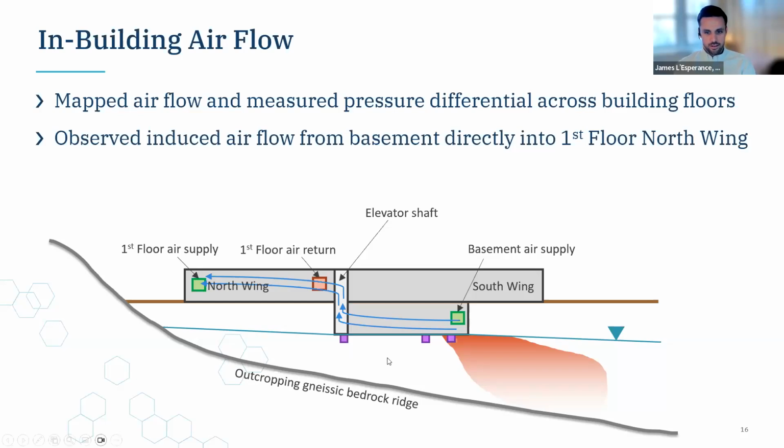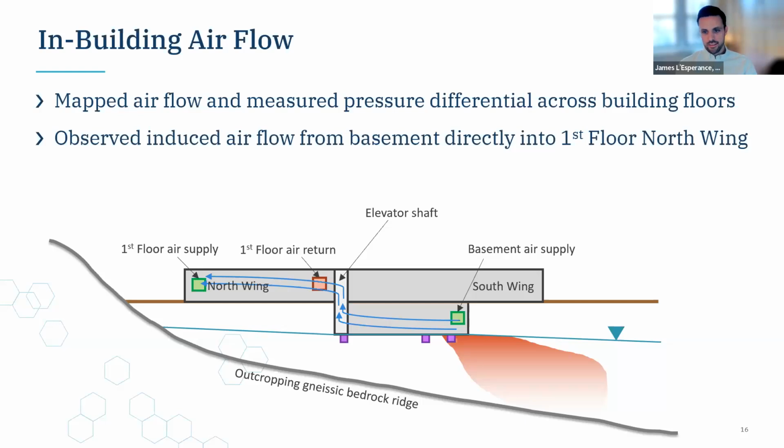impacted air flowing either from the groundwater or from soil gas immediately under that basement slab into the basement air, and then making its way to the north wing of the first floor through this elevator shaft.